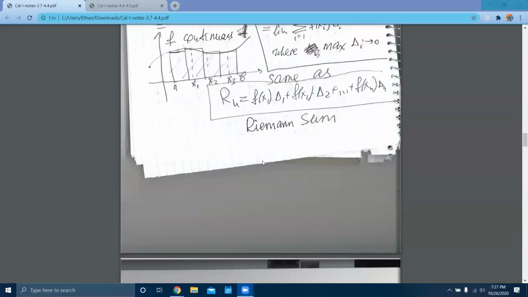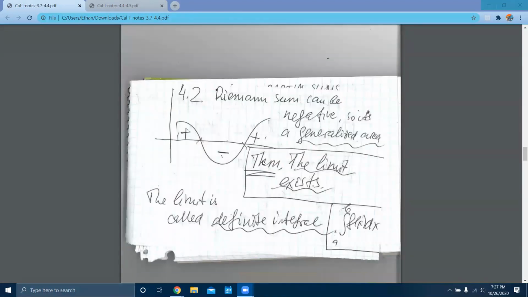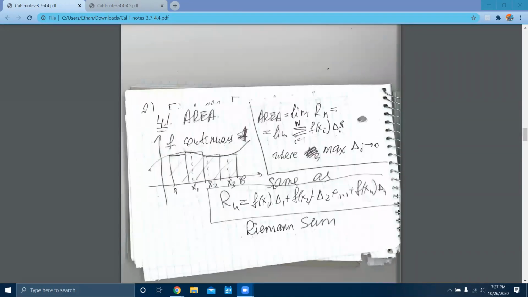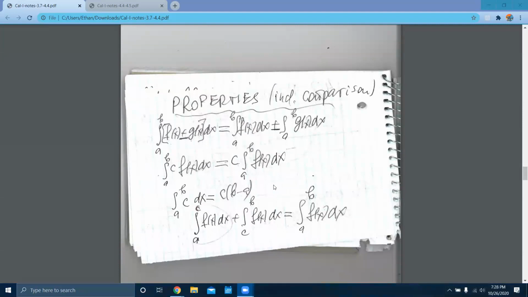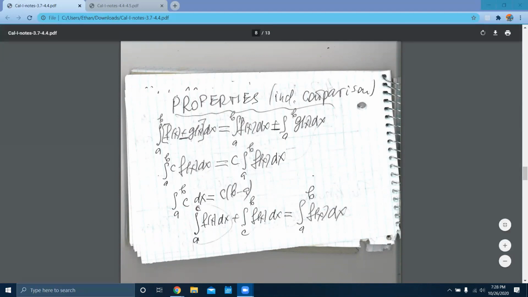Riemann sum. Okay. So basically, a Riemann sum is an approximation of the area under a curve where f of x is continuous. So we're going to come down here and, oh, no, what in the world did he, whoa. Okay, I'm going to try my best to decipher this. Oh, he's going over properties.